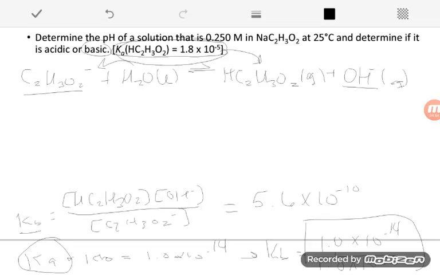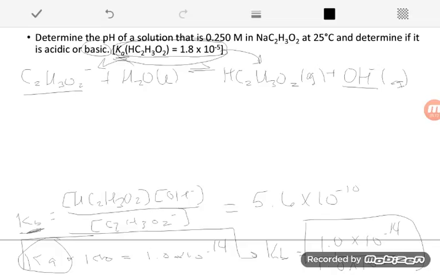The second extra step is that you're usually given the Ka or Kb of a conjugate thing, and we have to use this relationship, Ka times Kb equals 1 times 10 to the negative 14, to figure out the Ka or Kb that we're interested in. Now, we still can't solve the problem from here.